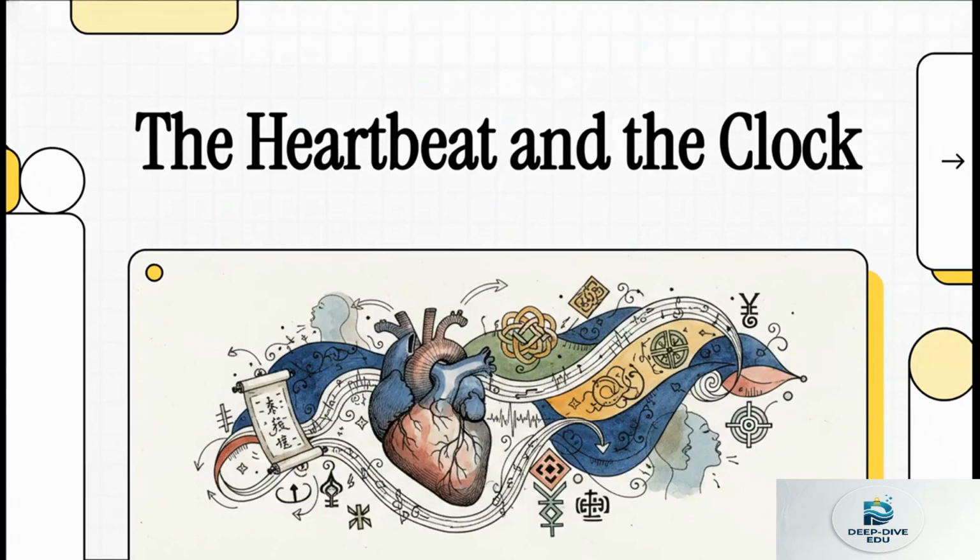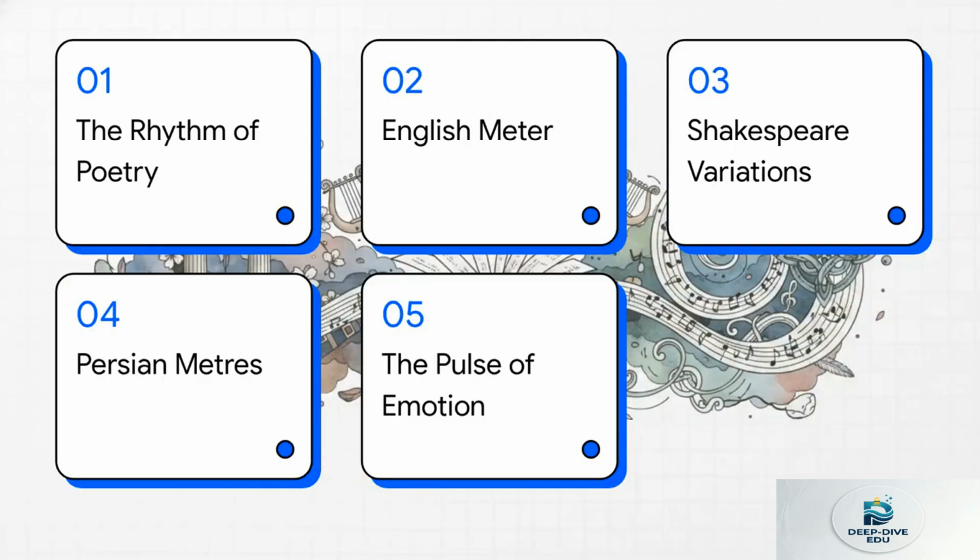Today, we are demystifying poetic meter. We're going to see how poets across completely different cultures use the rhythms of language to manipulate our emotions, guide our breath, and essentially whisper stage directions right into our ears. So, here is the quick roadmap for our explainer today. We'll be covering the rhythm of poetry, English meter, Shakespeare's meaningful variations, Persian meters, and finally, the pulse of emotion.